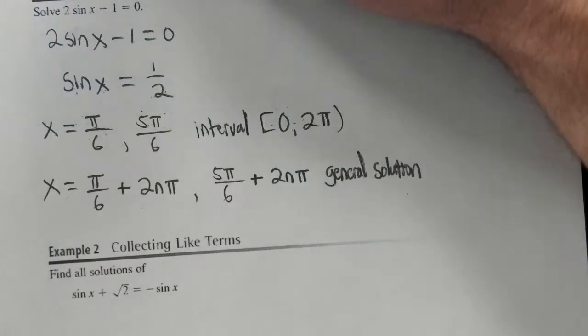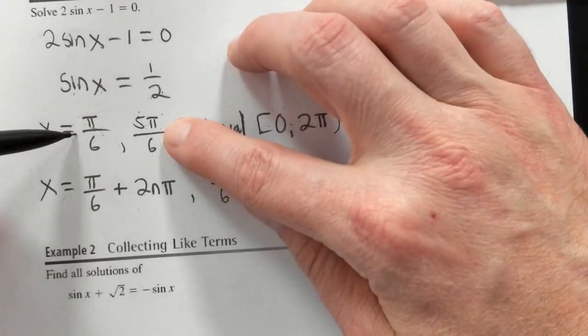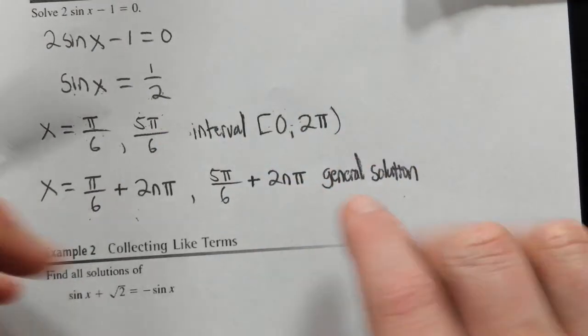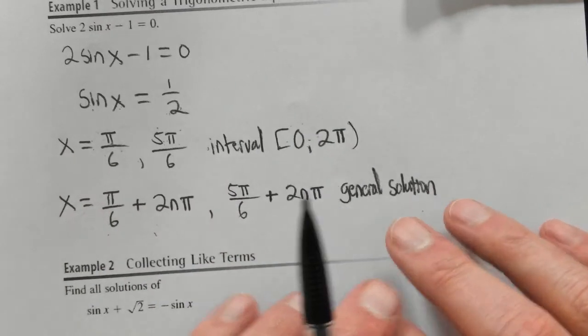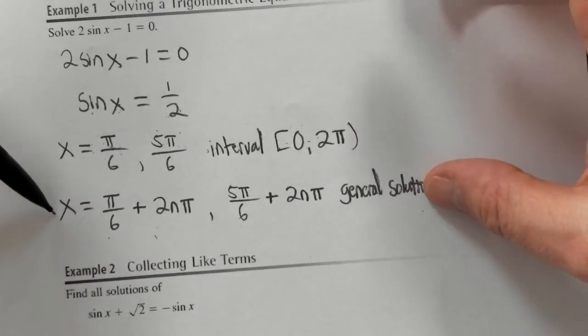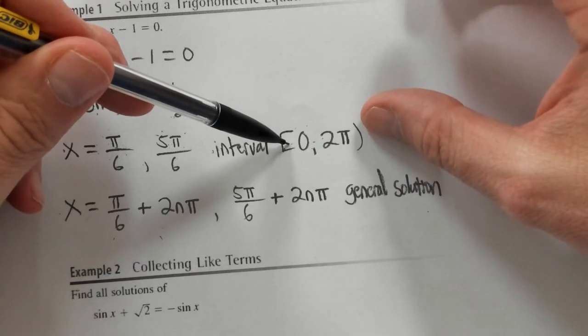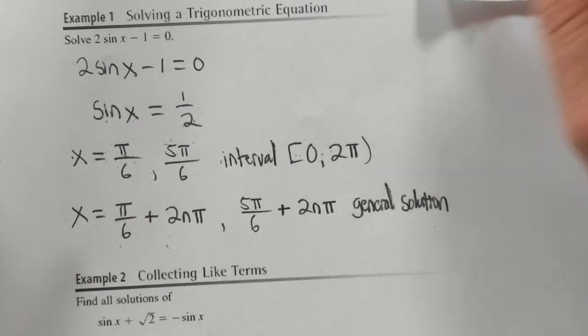All right. So this is the solution over the first period. This is the general solution over all intervals. Okay. So again, this would be the infinitely many solutions. These are the only 2 solutions within the first period.